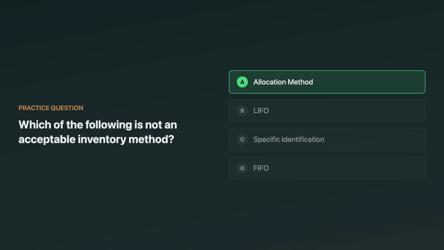The correct answer is the allocation method. FIFO, LIFO, and specific identification are recognized inventory methods. Allocation method sounds plausible because you do allocate costs inside inventory accounting, but it's not one of the accepted inventory methods you can choose as your overall method for tax.